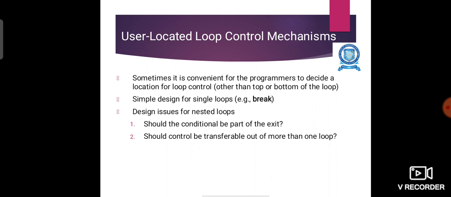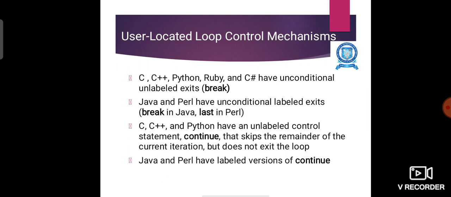User located loop control mechanisms. Sometimes it is convenient for programmers to decide a location for loop control. C, C++, Python, Ruby and C# have an unconditional unlabeled exit, that is the break statement. The break statement is used to terminate the execution of the loop. Java and Perl have an unconditional labeled exit. And continue is the statement which is supported by C, C++ and Python. The continue statement will stop the execution of the current iteration and the next iteration will continue.